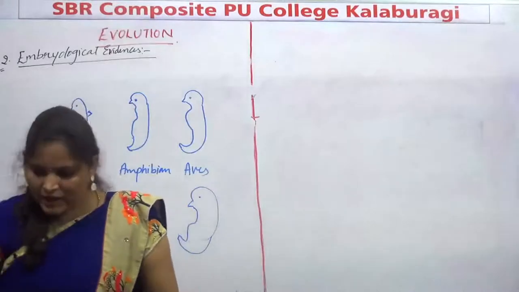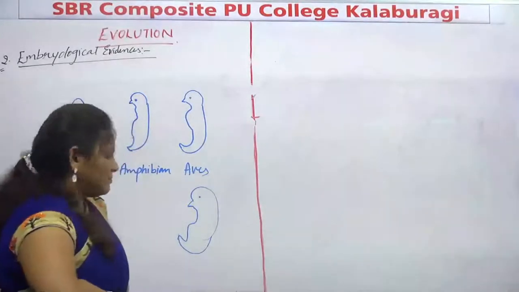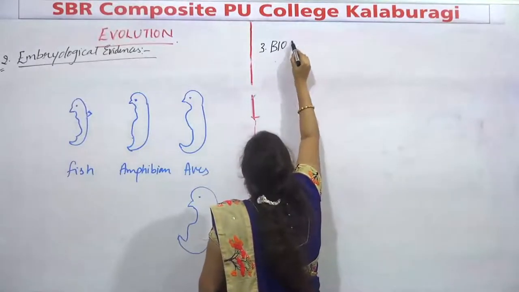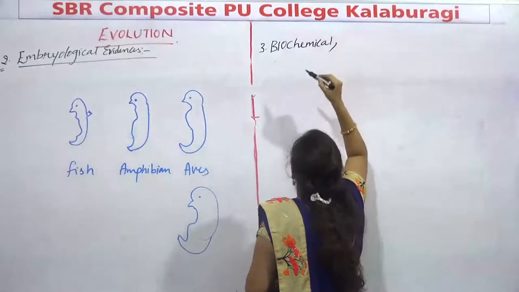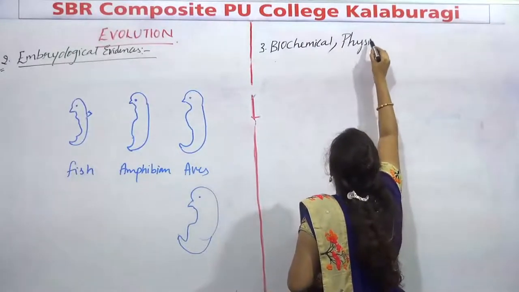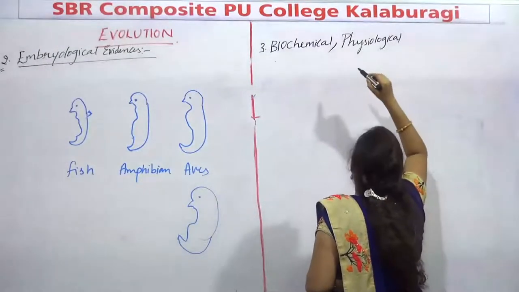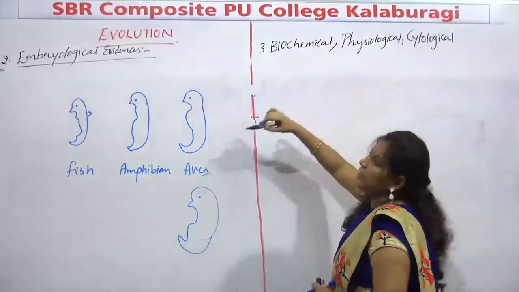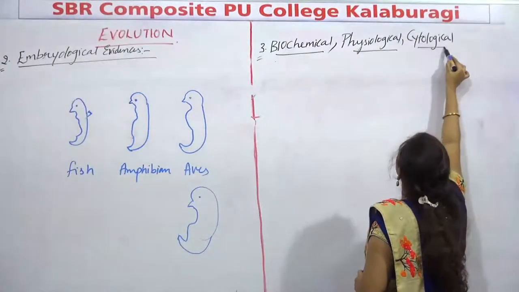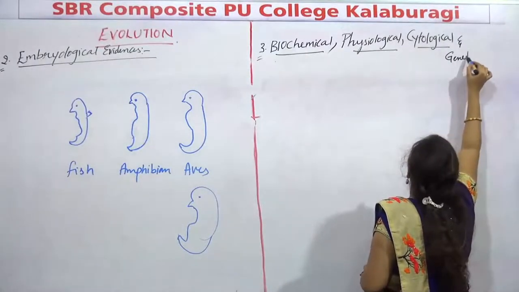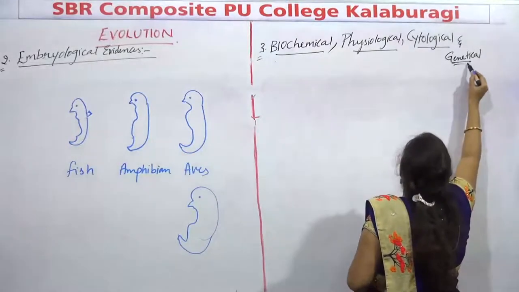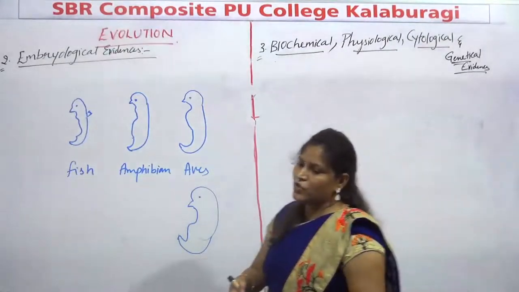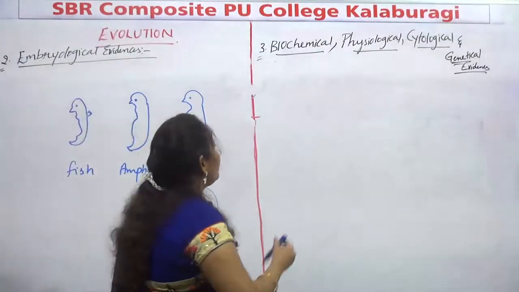Now the next evidence, the third evidence, is biochemical evidences. Biochemical, physiological, and even psychological, even genetical evidences also. Biochemical, physiological, psychological, and genetical evidences. Okay? What does it indicate? See the biochemical evidence.